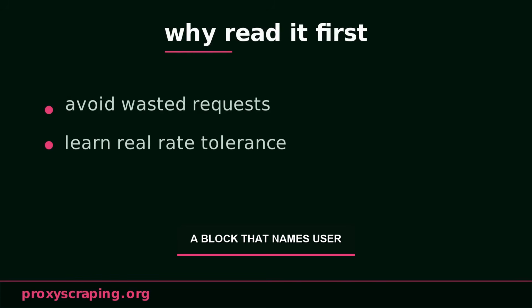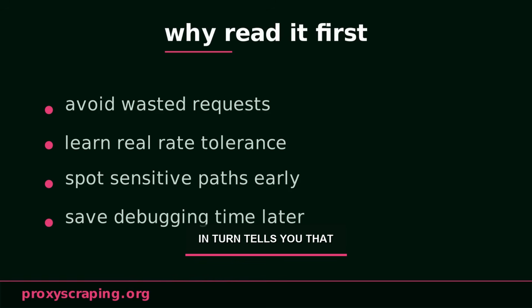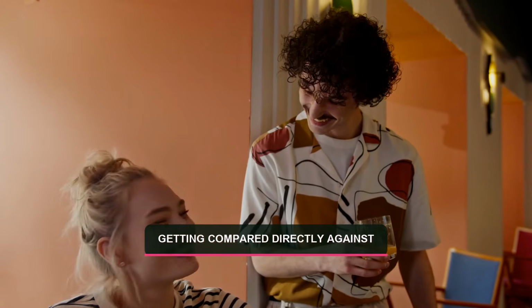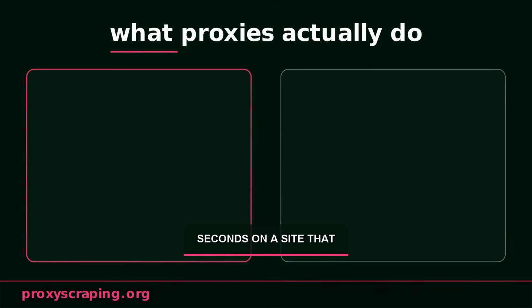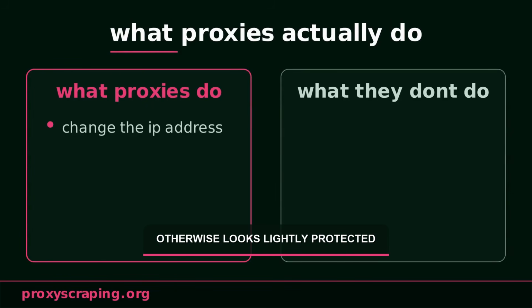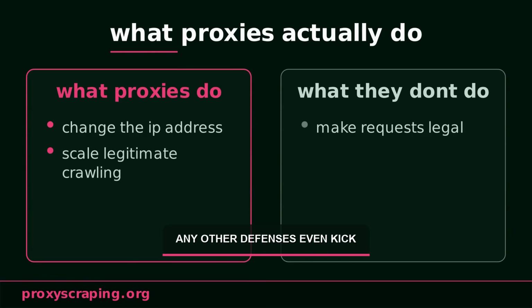A block that names user agent bingbot with different rules than the wildcard block tells you the site is treating crawlers differently based on identity, which almost always means they're checking user agent strings somewhere in their stack, which in turn tells you that spoofing a generic user agent on your scraper is likely getting compared directly against that exact list they published. A crawl delay of 10 seconds on a site that otherwise looks lightly protected is often the single clearest signal you'll get about their real rate tolerance before any other defenses even kick in.